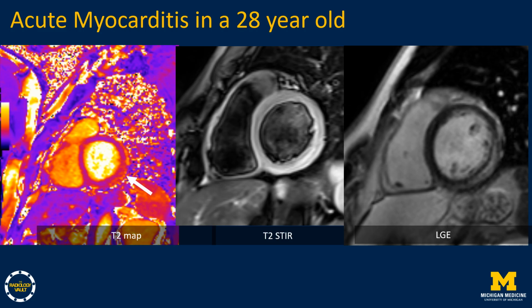So for instance, let me show you a case. This is a patient with myocarditis, 28-year-old. As you know, the Lake Louise criteria require you to have T1 and T2 factors. In the first image, you see a T2 map, and you can see this abnormality in the inferolateral basal wall. You can also see the corresponding high signal on T2-weighted STIR imaging. And finally, you can see delayed enhancement in a subepicardial location on the third, delayed enhanced imaging.